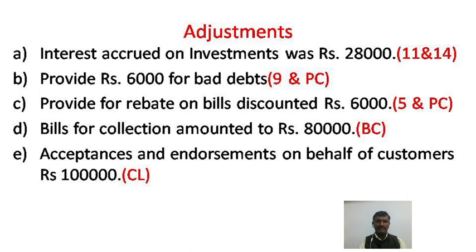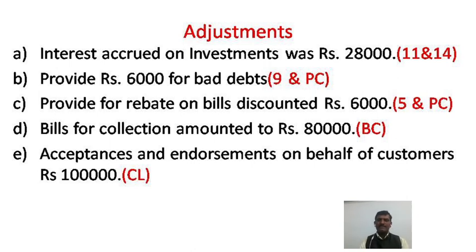Then we have one more item, that is acceptances and endorsements on behalf of customers. So it is a contingent liability item. So items D and E are effected only once. These items are not taken to the totals of assets and liabilities as well as to the profit and loss account. So these items are taken separately.